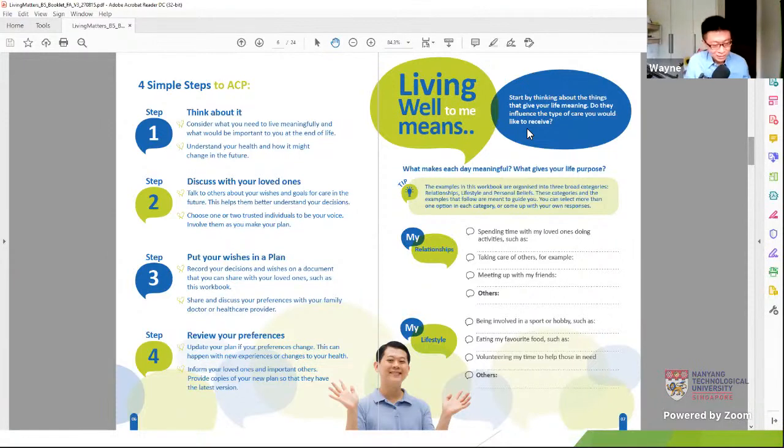Okay, let me turn the tables around now. Let me ask you, raise your hand if you would like your future caregiver to know these things. What is important to you? What gives you meaning in life? What gives you purpose in life? Raise your hand if you want your future caregiver to. Raise your hand, stay there. Let me just do a count. Either electronic hand or your real hand is fine. All right, okay. Right, thank you very much. Almost everybody, thank you very much.